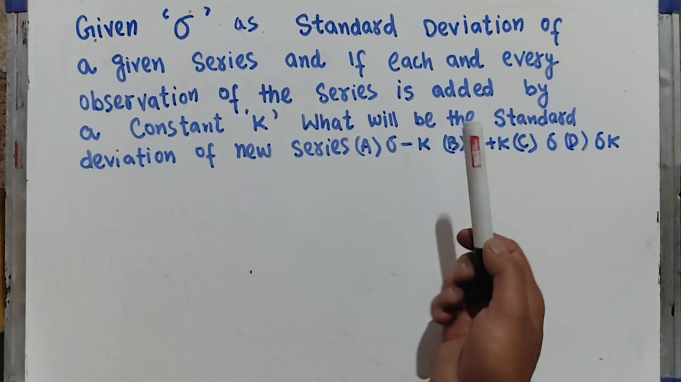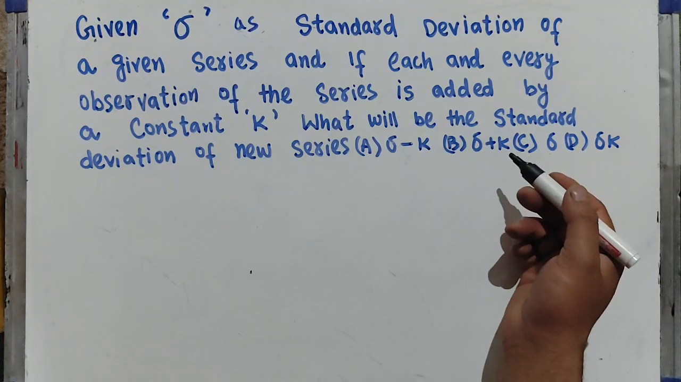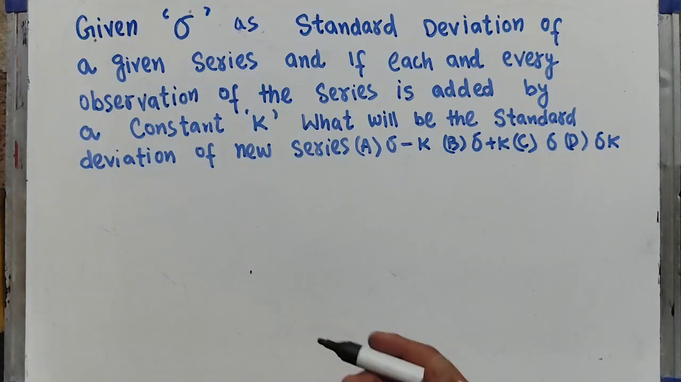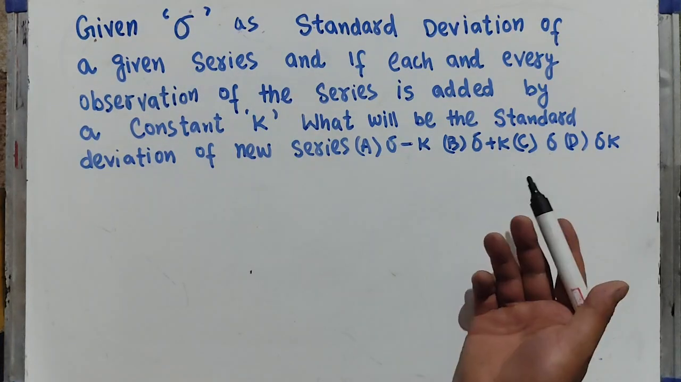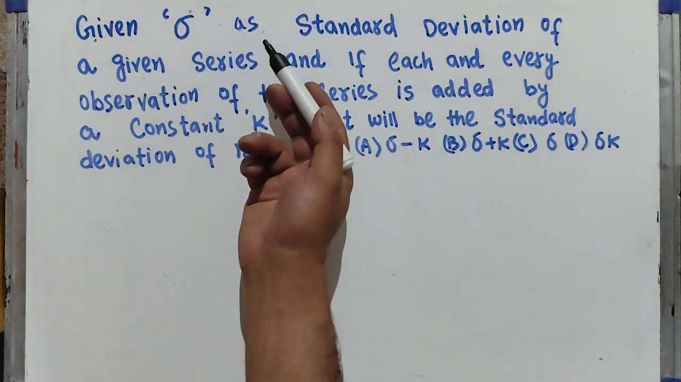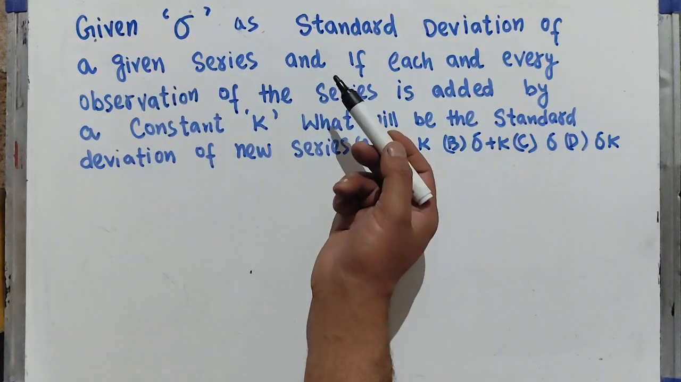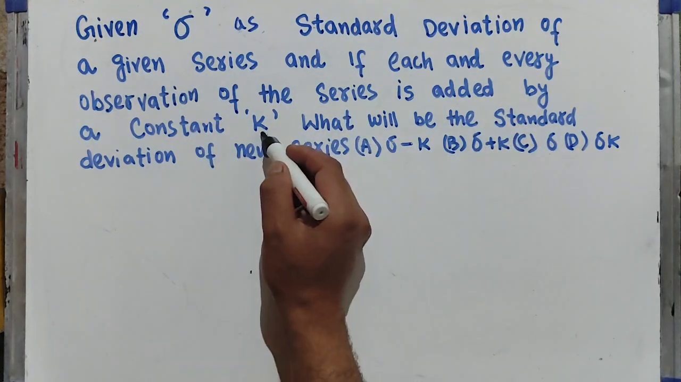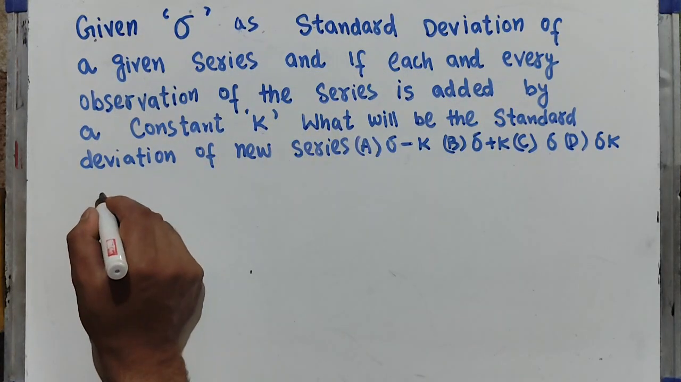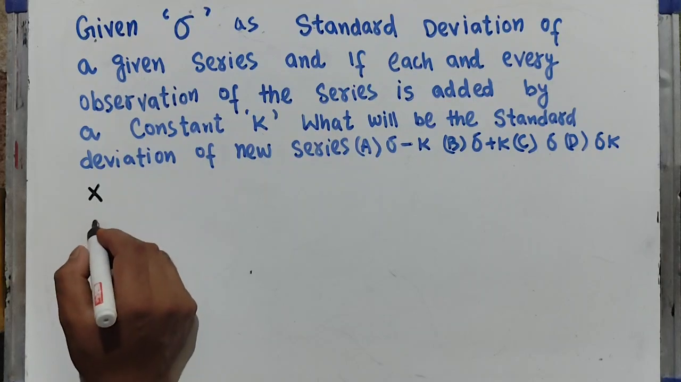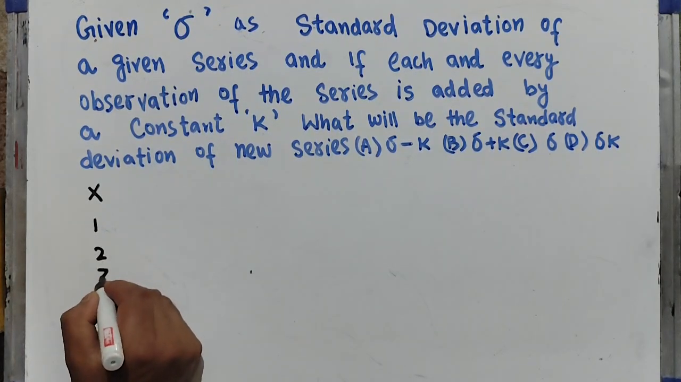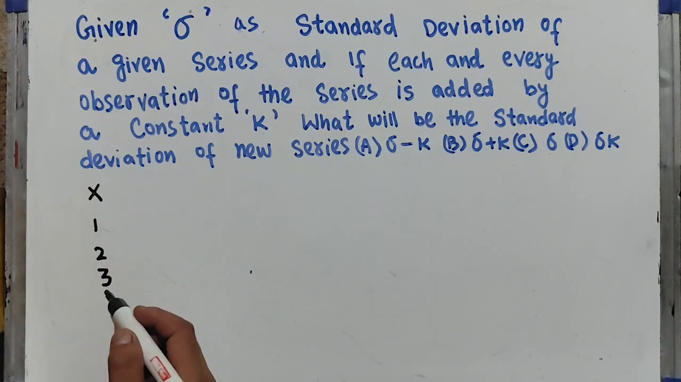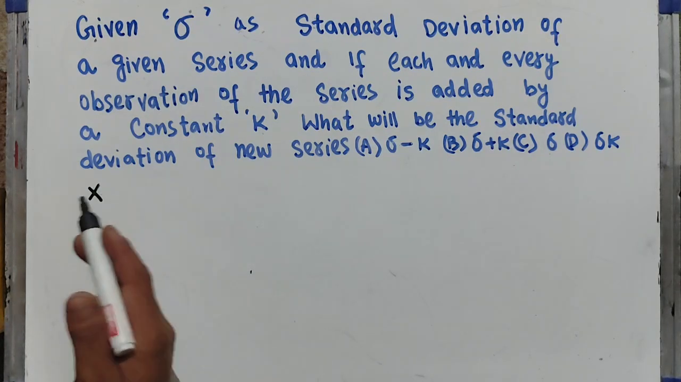Okay, so to give you the correct option here, let me explain it once and for all. You will never forget this, how to get the idea behind this question. We are told we have a series and every observation of the series is added by a constant k. Let me take a simple series. Let us say initially we have the series x with numbers 1, 2 and 3. Now we need to find the standard deviation of the original series.